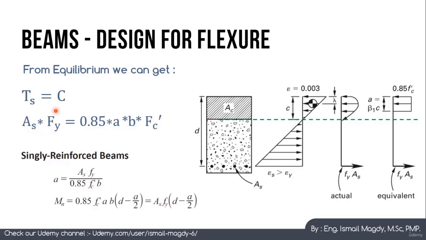So the tension force, which is area steel multiplied by Fy, has to equal this force, which equals 0.85 fc' multiplied by a multiplied by b, which is the width of the section. This width is b. So we have this equation of equilibrium, and from it we come up with a, which we call the depth to the neutral axis.